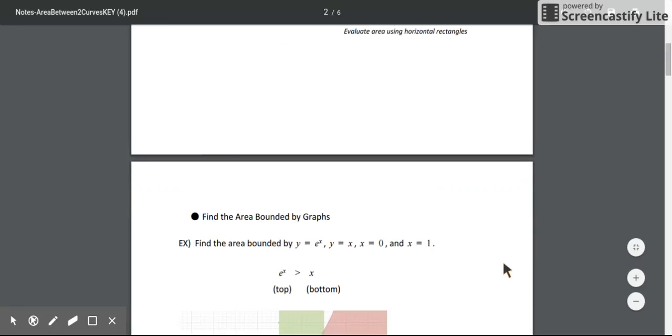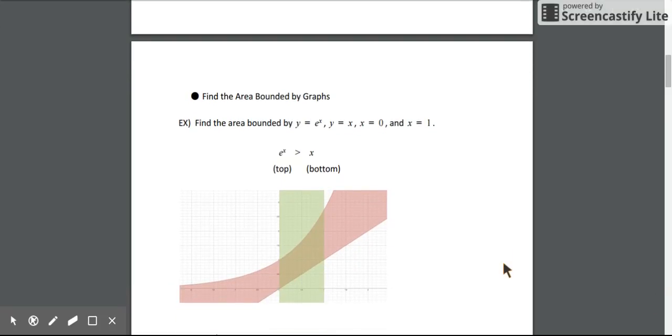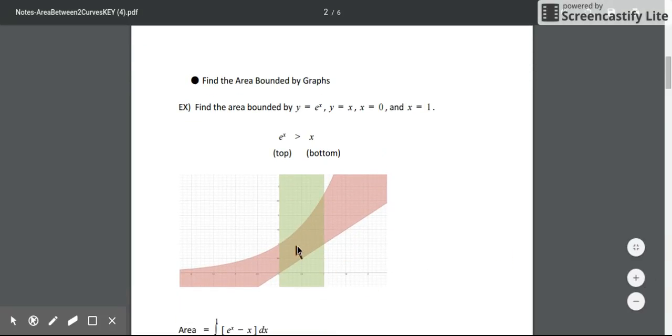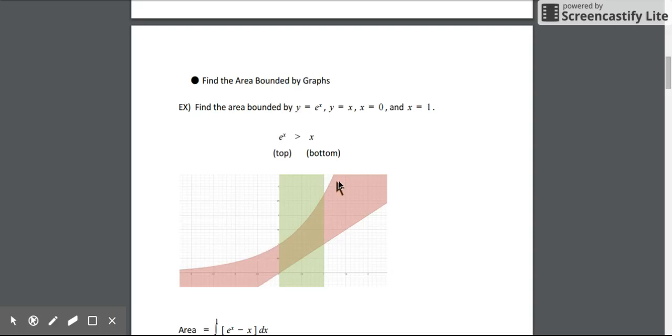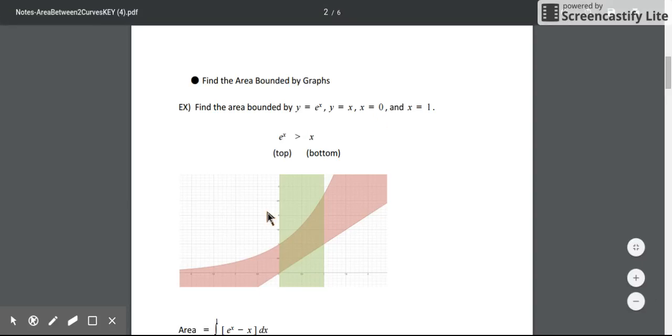So let's practice doing that. Sometimes we're given information that encloses the region that we want to find the area of. For example, if we are given the function y equals e to the x, that would be this exponential function right here. We're also given the function y equals x. That's that linear function represented right here on the bottom. And then we're given two vertical lines, so x equals 0 and x equals 1. And if we want to find the area that's bounded by all of those functions, then we're just trying to find the area in between right here.